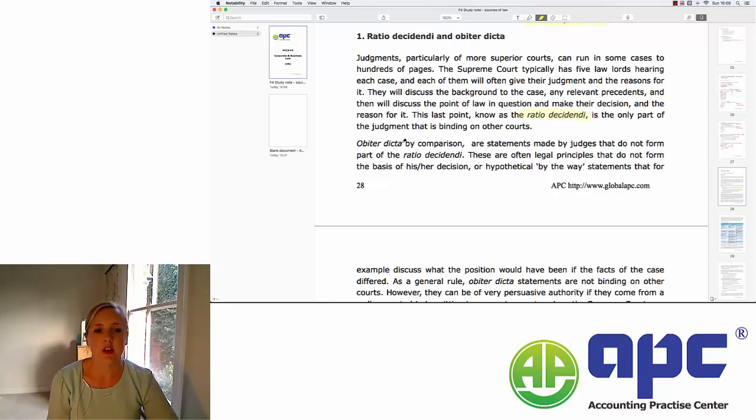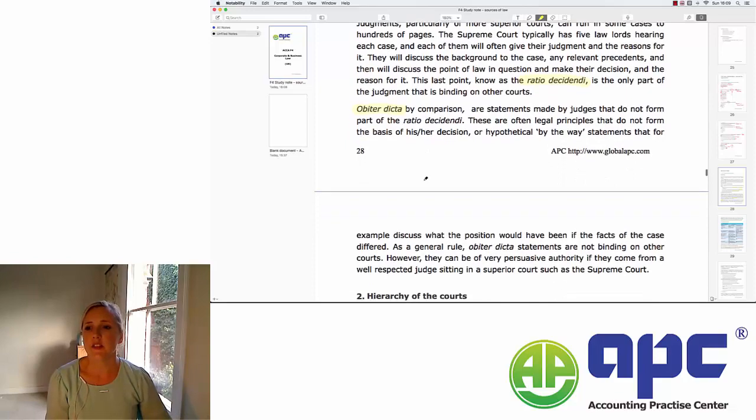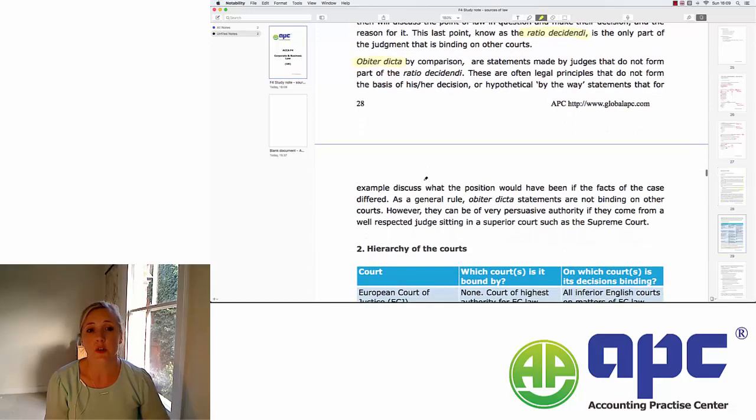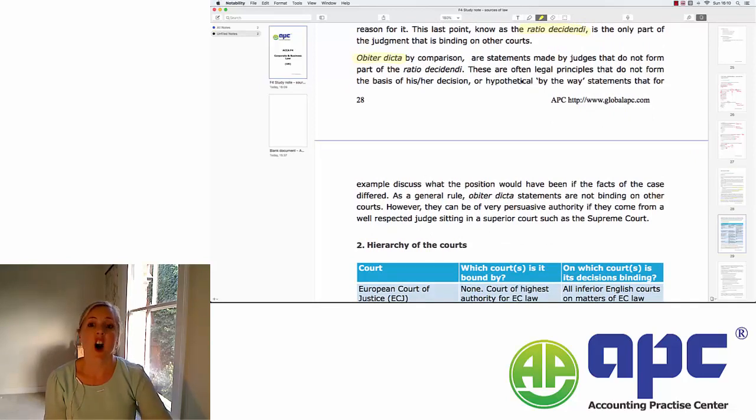So what's the difference between ratio decidendi and obiter dicta? Well, as well as this small point of law, you're also going to have a lot of other discussion by the judges. And that's essentially what obiter dicta is. It's discussions of the law that don't actually form the judgment about the point of law in question. So they're kind of hypothetical statements from time to time, perhaps discussing what the position might have been if the facts of the case had been different. And as a general rule, obiter dicta statements are not binding. So that is how the two differ. But it's worth saying that obiter dicta statements of well-respected judges sitting in high courts such as the Supreme Court can be very persuasive and will often be followed.